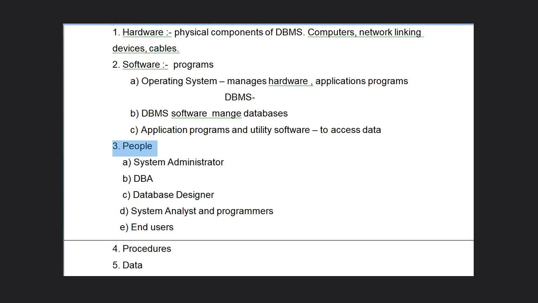Okay, the third component is people. People are the persons who are working in a database environment. These people are classified based on their job role and working nature. The first role is the system administrator. The system administrator supervises the entire system within a DBMS environment. Next, the database administrator maintains the data in the database management environment.